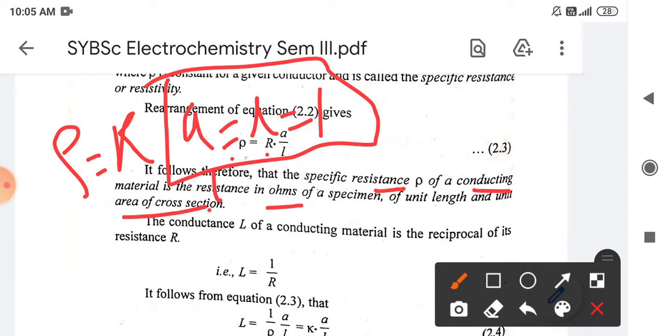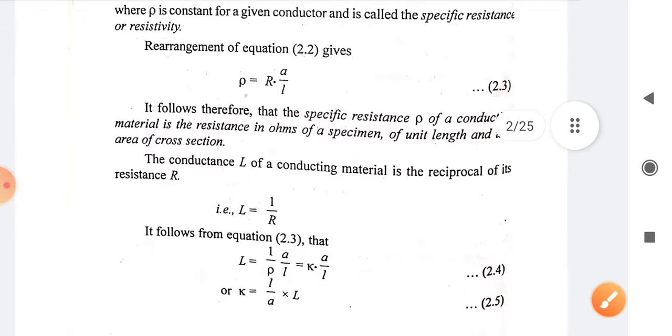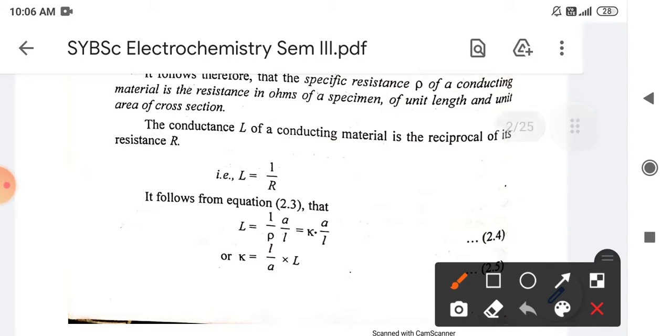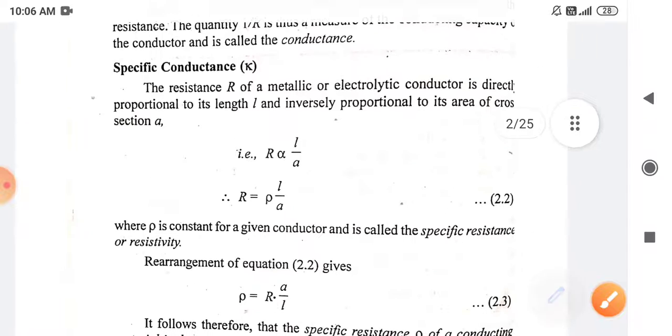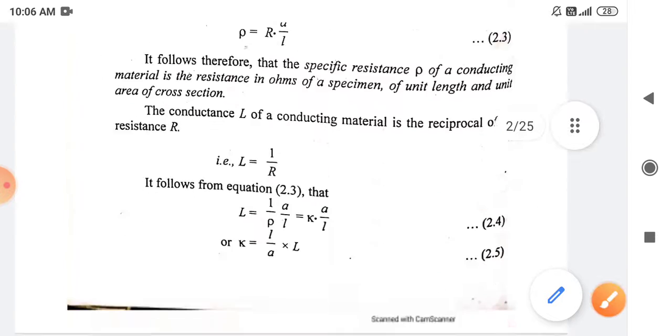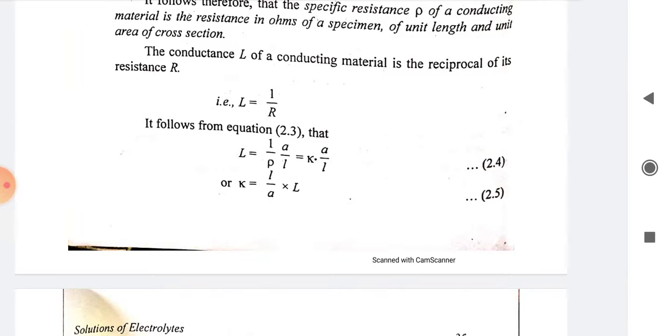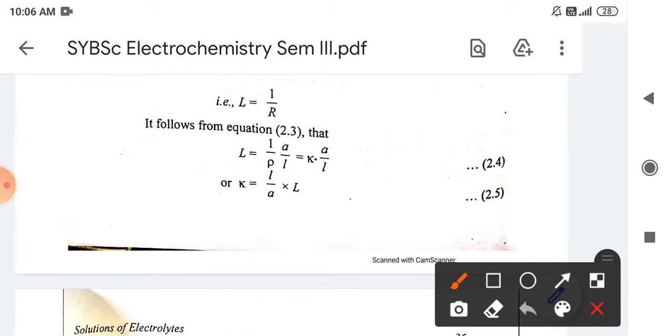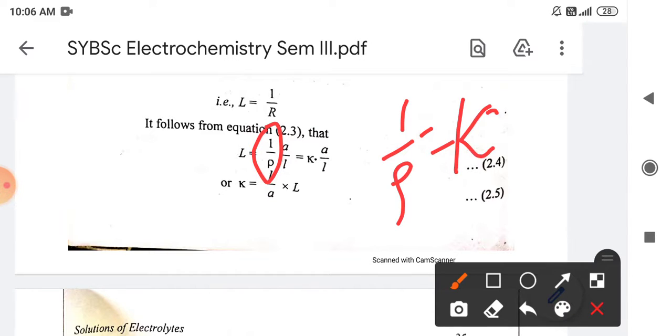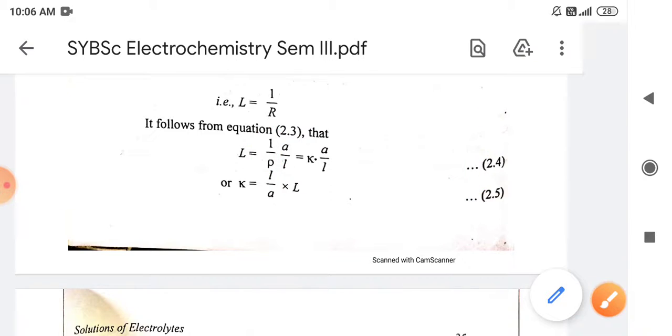Here the unit will be square meter or square centimeter for area, and for length it is either centimeter or meter. Now we know that the conductance of a conducting material is the reciprocal of its resistance, that is L is equal to 1 upon R. So we can simply take the inverse of the first equation, therefore L is equal to 1 upon rho into A by L, where 1 upon rho is called kappa, which is nothing but the specific conductance.